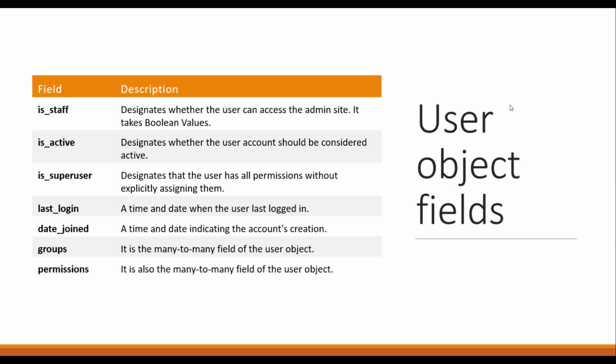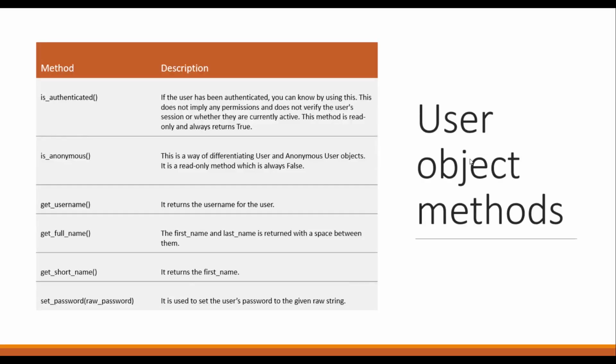So from this we conclude that we have two required user object fields. The first one is username and the second one is password, and we also have two many-to-many fields for the user object. The first one is groups and the second one is permissions. So now we will move on and learn some user object methods.